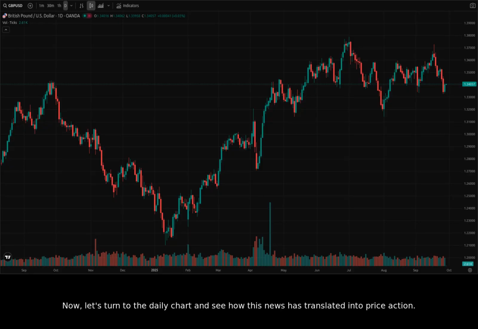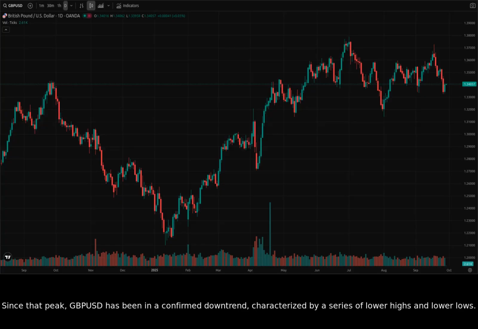Now, let's turn to the daily chart and see how this news has translated into price action. Looking at the bigger picture over the past year, we can see a clear story of a trend reversal. The pair had a strong bullish run from the start of 2025, culminating in a peak above 1.37 in late June. That 1.37 area acted as a major resistance level, where buying pressure finally exhausted.